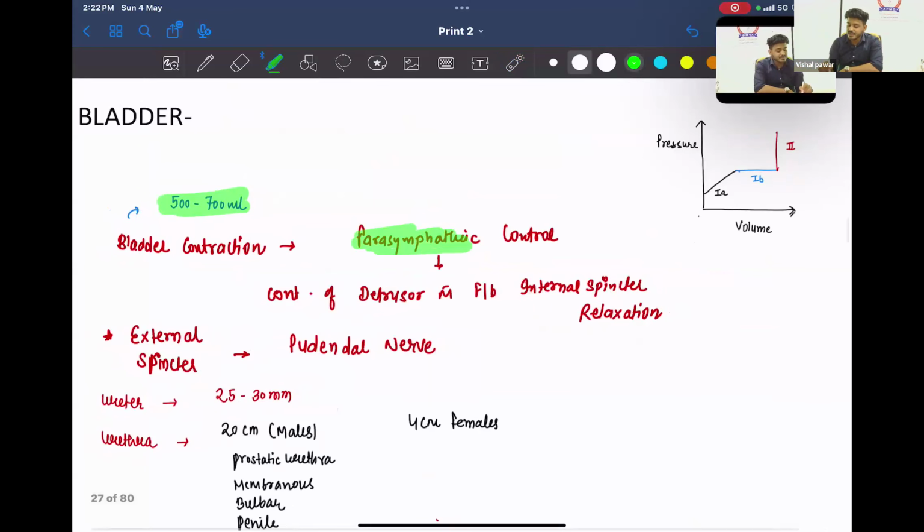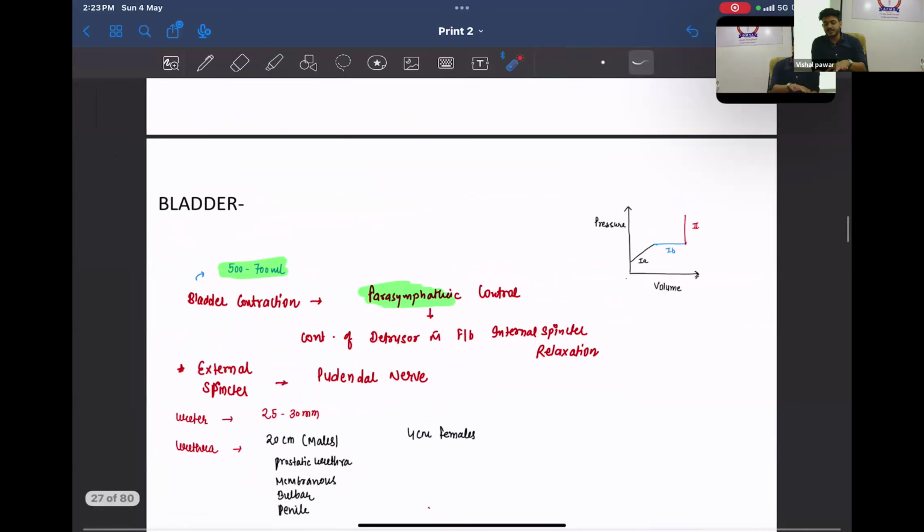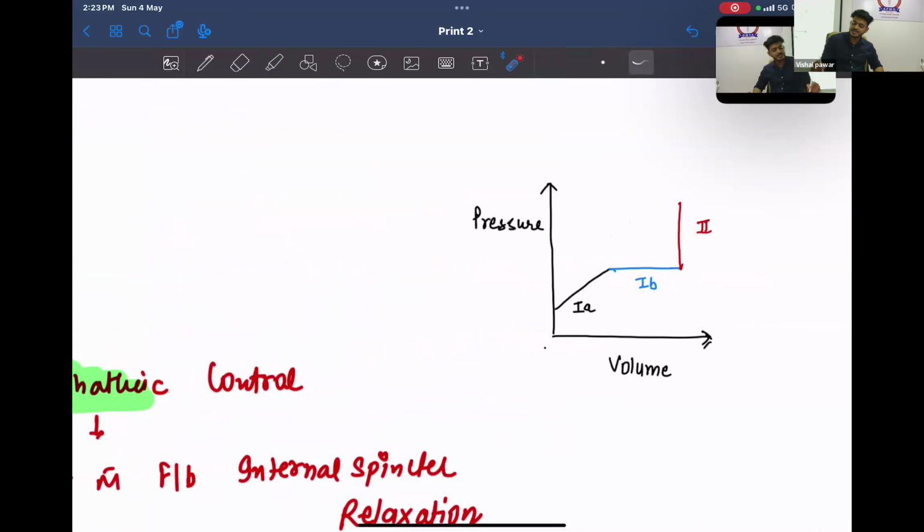So it is under the parasympathetic control. How is this thing going to happen? How are you going to have urination when you are having fullness? Let me give you an example. This is based on a graphical representation I'm giving you. Suppose here you have done your urination. After the urination, what is going to happen? You will be having a little bit of increase in the pressure, and you will be having an increase in the volume first. Bladder filling is happening.